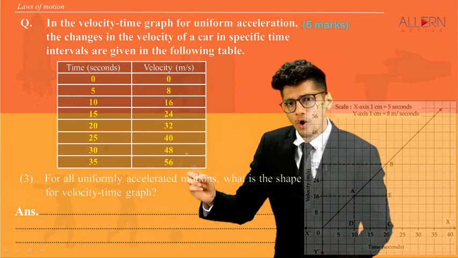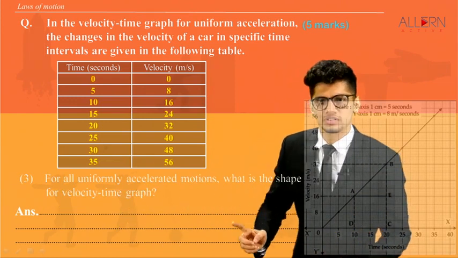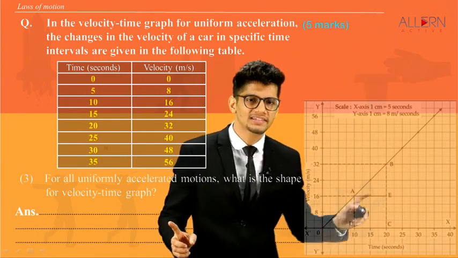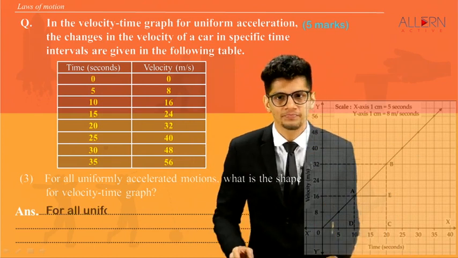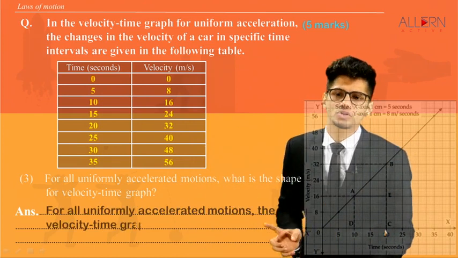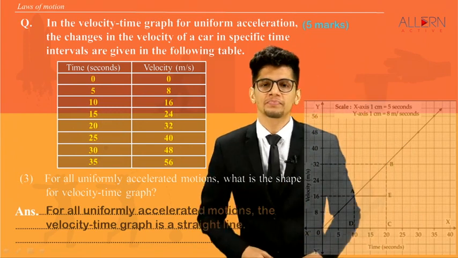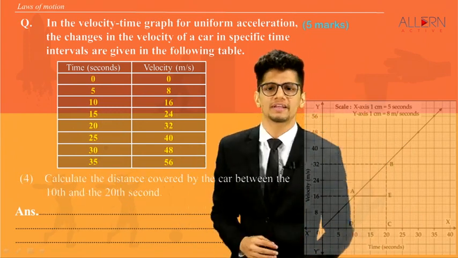Next question. For all uniformly accelerated motions, what is the slope for velocity time graph? We know that this graph is a straight line which is a linear graph. So for all uniformly accelerated motions, the velocity time graph is a straight line, or we can say a linear graph. Let's move on to the next question.